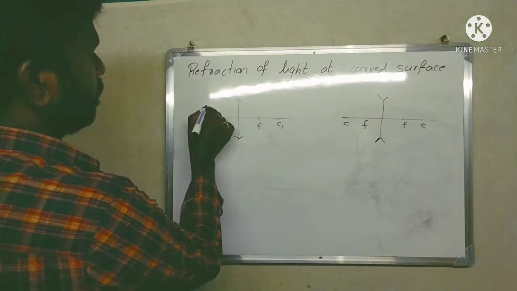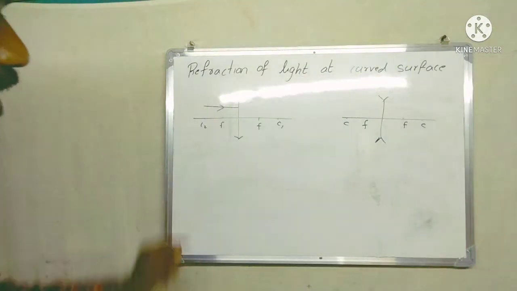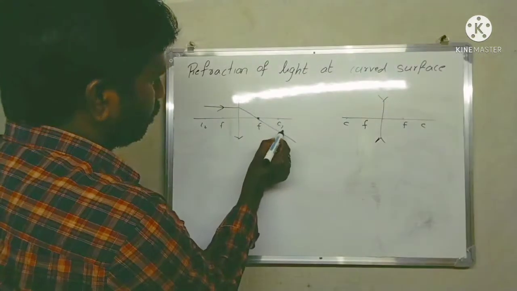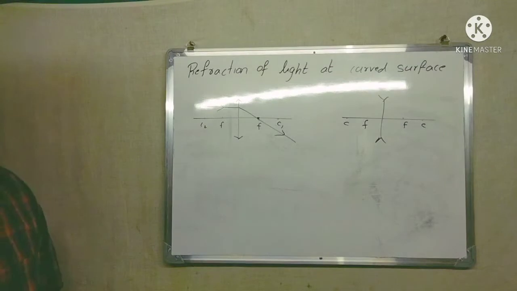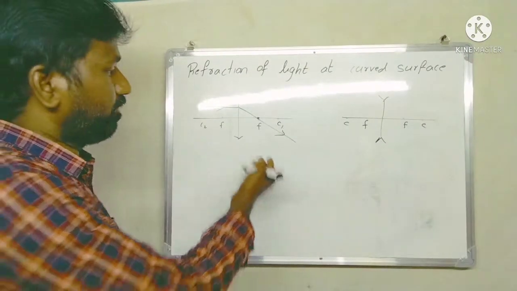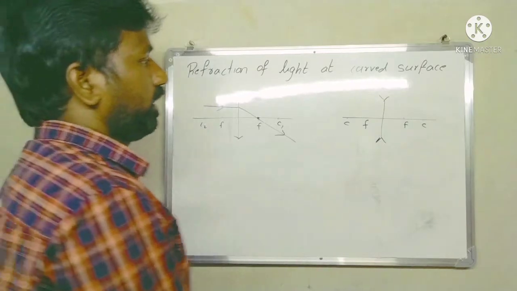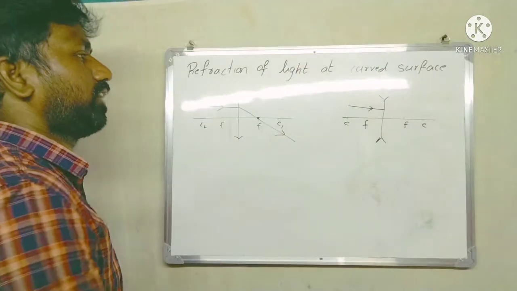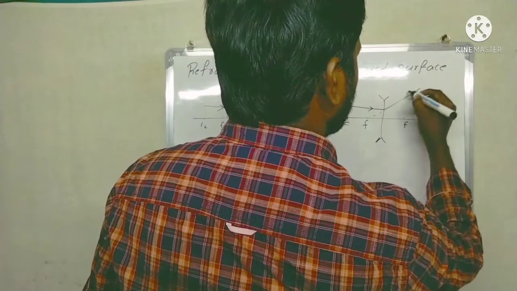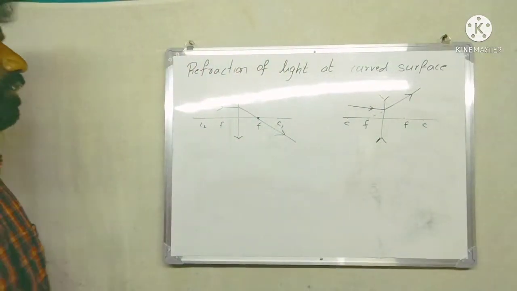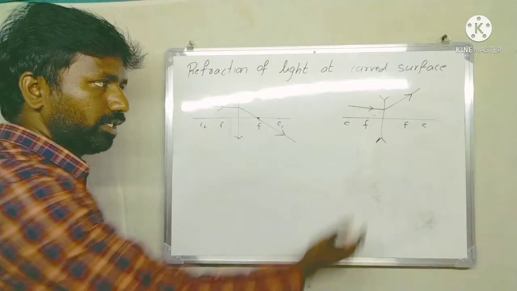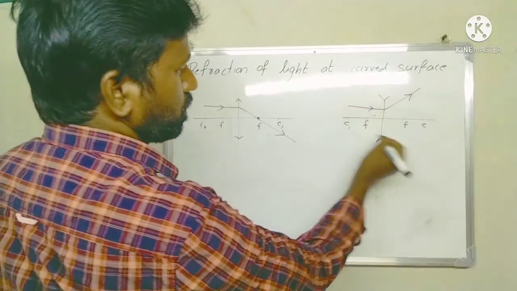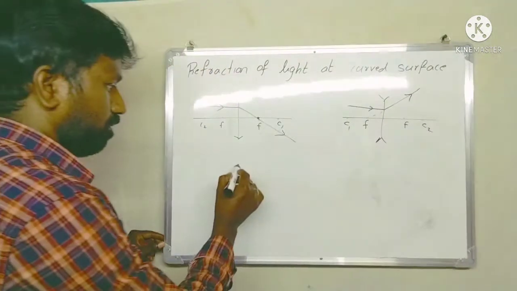Now this is the direction of the incident ray, if you are taking. Incident ray parallel to the principal axis, then the refracted ray passes through the focus. Next, for the concave lens, incident ray parallel to the principal axis, then the refracted ray appears to pass through the focus. Here the refracted ray directly passes through the focus, and here the refracted ray appears to pass through the focus. This is C1 and this you can take as C2.